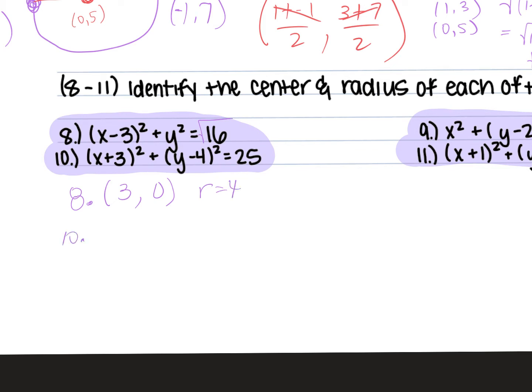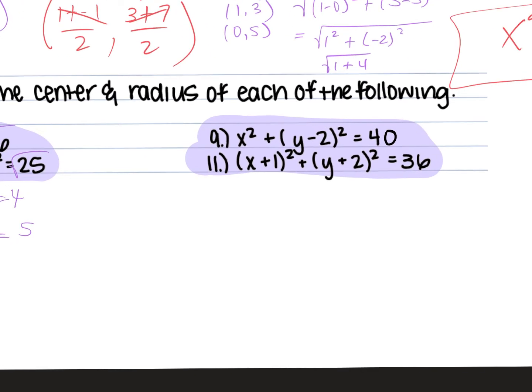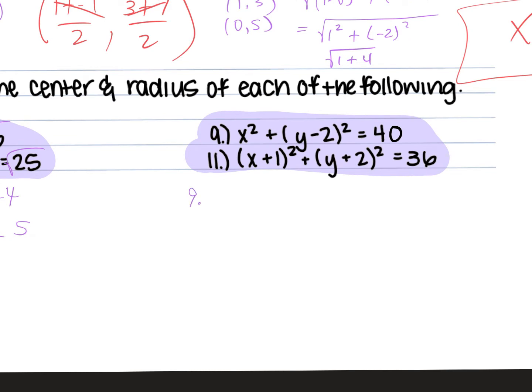So 10. What's my center? Negative 3 comma 4. And what's my radius? 5. Great. All right, look at 9. What's my center? 0 comma 2. And what's my radius? Square root of 40.